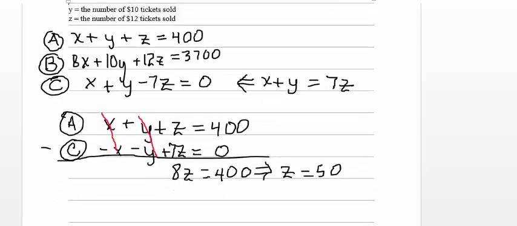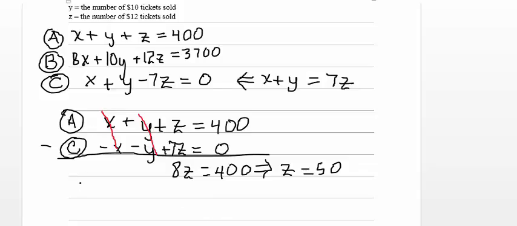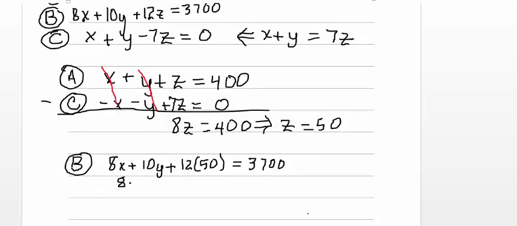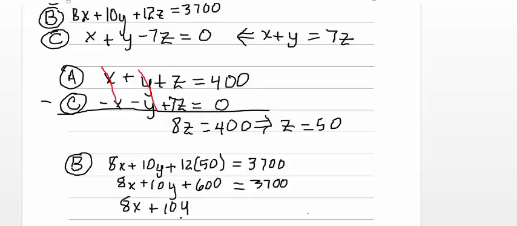So I've only worked with equation A and C. I've got to bring B into this. What I'm going to do with equation B is replace z with 50. So 8x plus 10y plus 12 times 50 is 3,700. 8x plus 10y plus 600 equals 3,700. Let's subtract 600 from both sides to get 8x plus 10y equals 3,100. Now I have an equation that just has x and y in it. And notice I've also used all three of the equations.